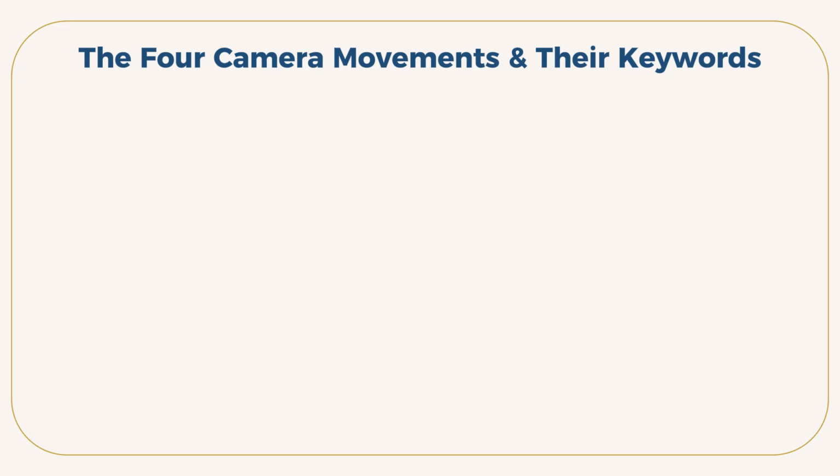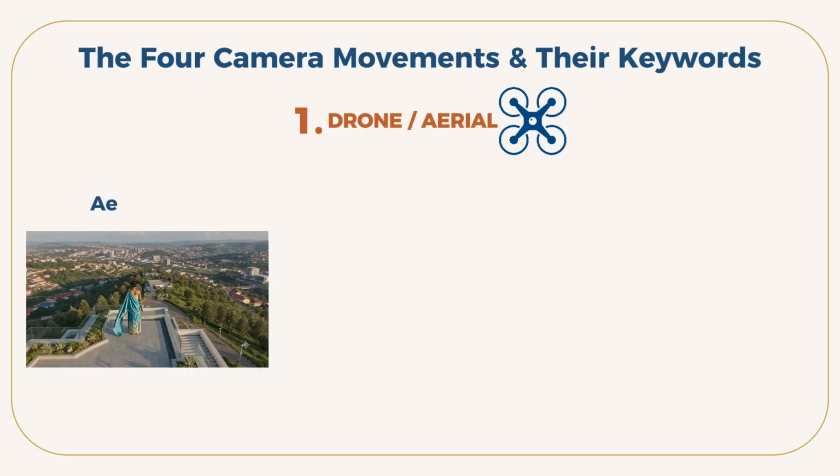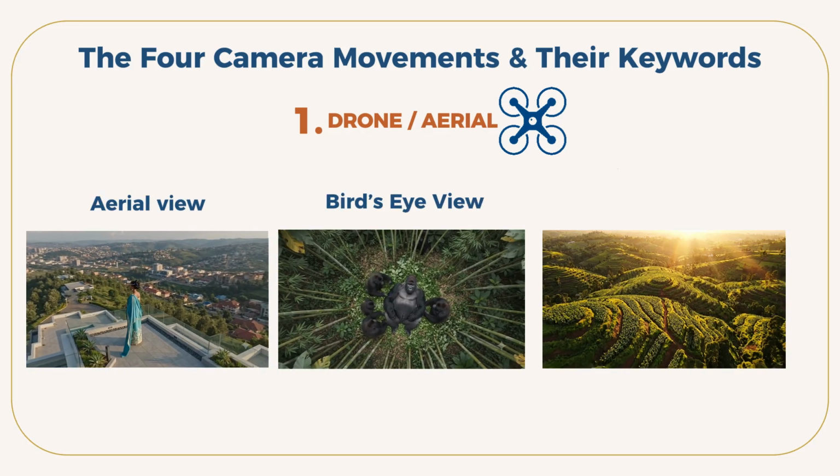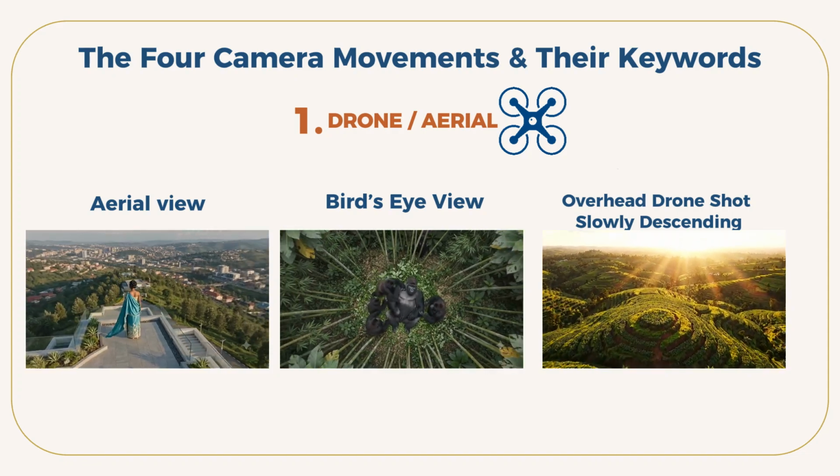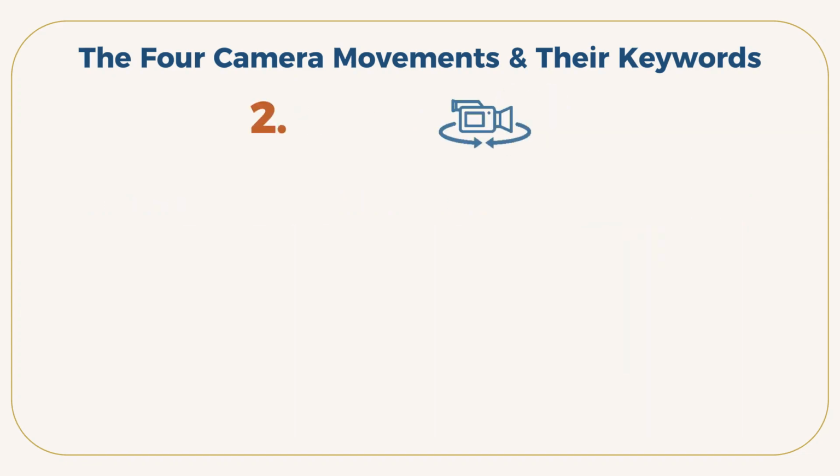Keep this card on screen. You will want to screenshot it. First, drone and aerial shots. Use the words aerial view, bird's eye view, or overhead drone shot slowly descending to pull the camera up and above your scene. Second, panning.